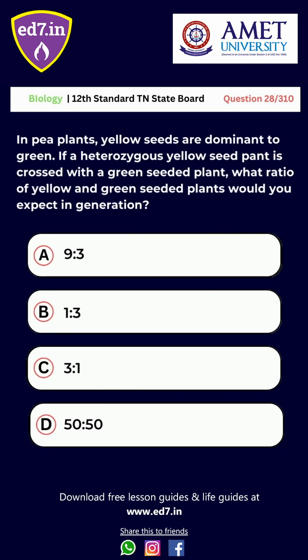Question number 28. In pea plants, yellow seeds are dominant to green. If a heterozygous yellow seed plant is crossed with a green seeded plant, what ratio of yellow and green seeded plants would you expect in the generation? Option A, 9:3. B, 1:3. C, 3:1. D, 50:50. And the right answer for this question is option D, 50:50.